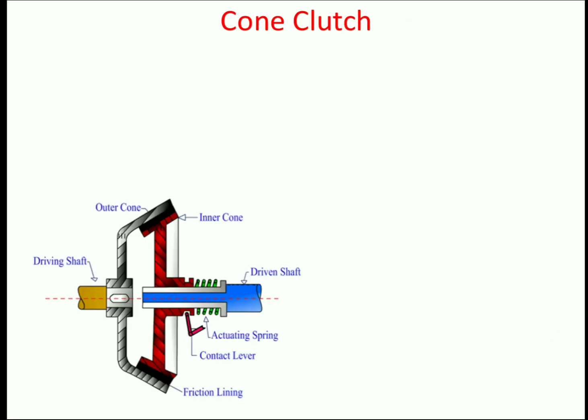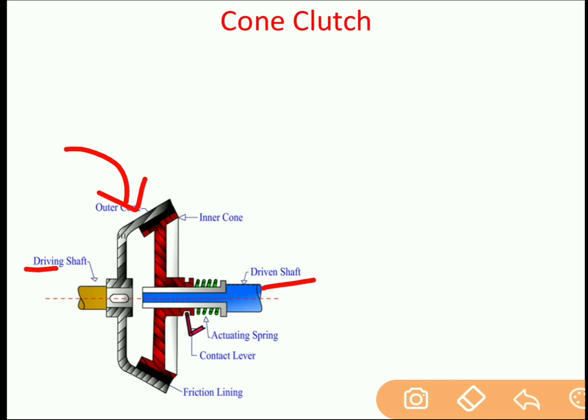Next is the cone clutch. The cone clutch is of cone shape. As you see in the figure, there is a driving shaft and the driven shaft, and a cone shaped disc is connected to both the shafts. The outer cone is connected to the driving shaft and the inner cone is connected to the driven shaft, and there is a spring and the actuating lever over here.